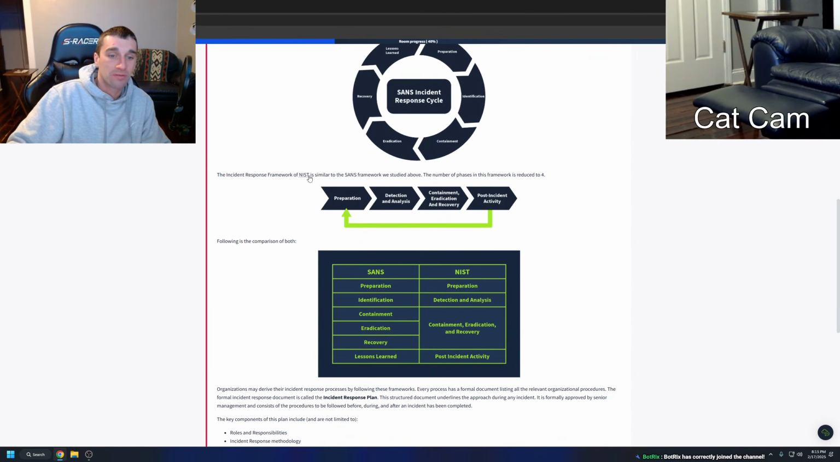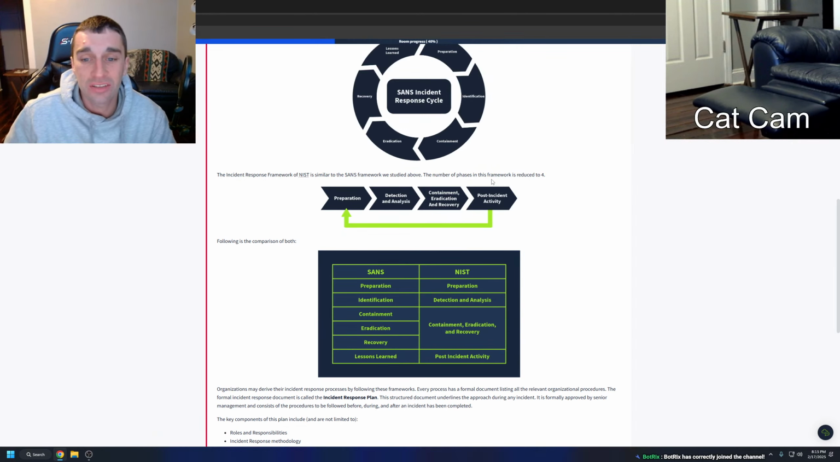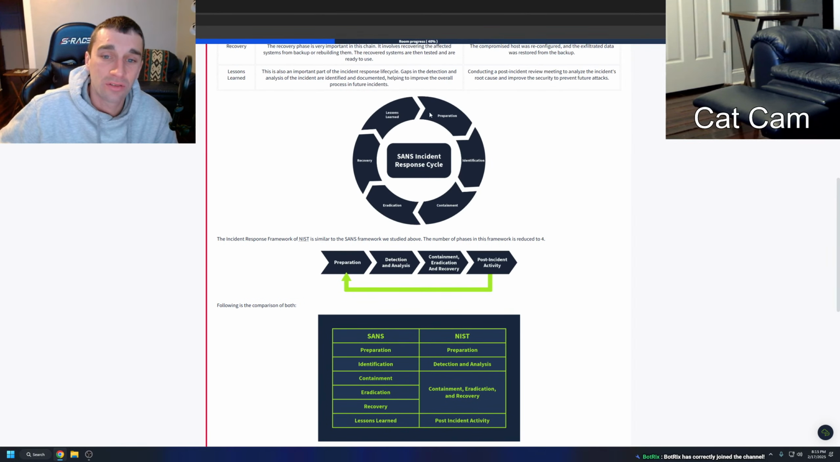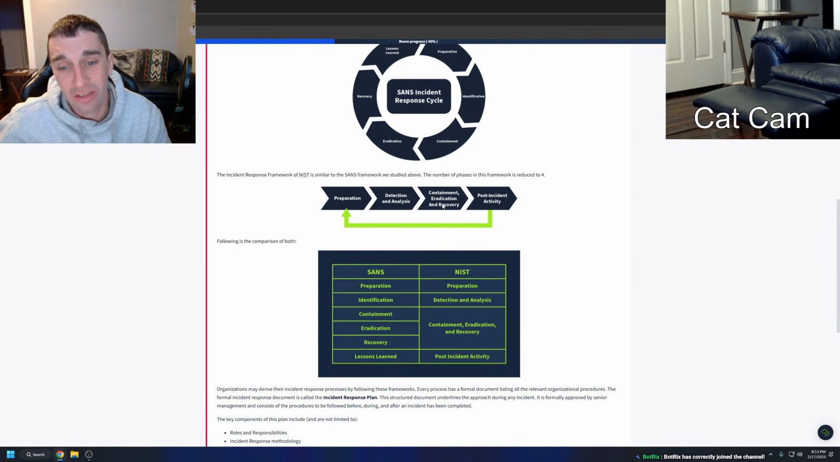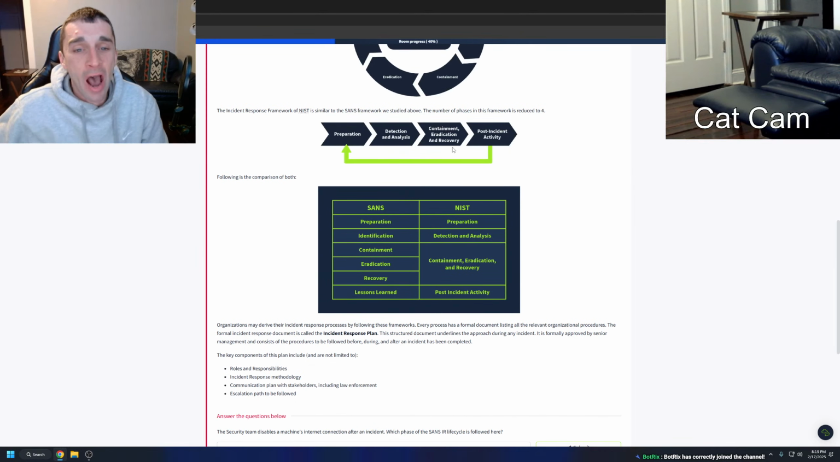The incident response framework of NIST is similar to the SANS framework we studied above. The number of phases in NIST is reduced to 4. So the SANS phases are preparation, identification, containment, eradication, recovery, lessons learned. And the NIST phases are preparation, detection and analysis, containment, eradication, recovery, and post-incident activity.